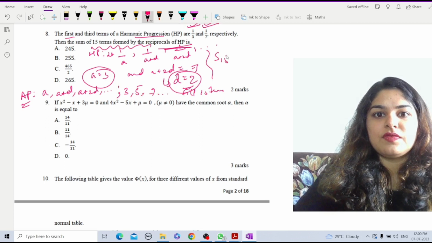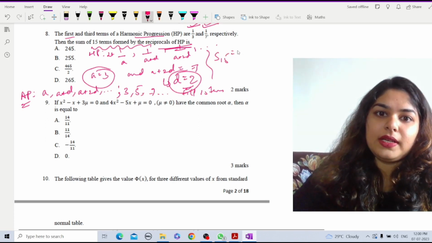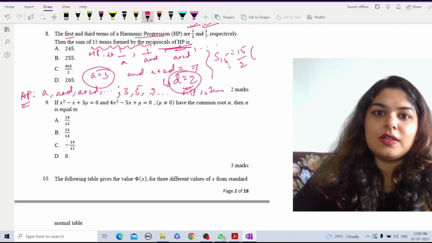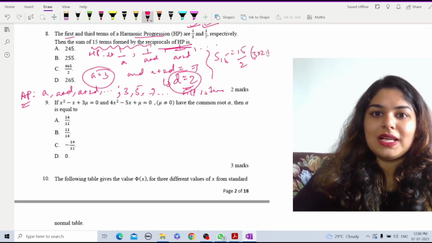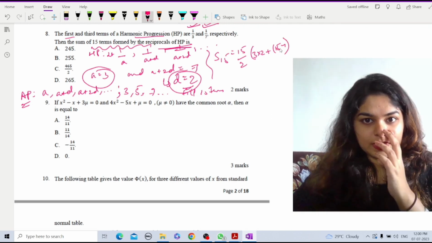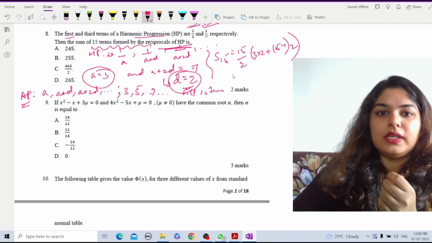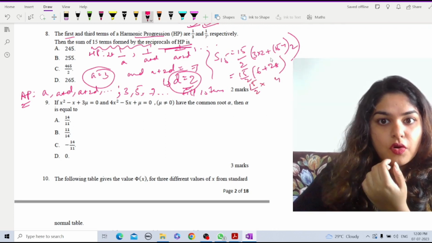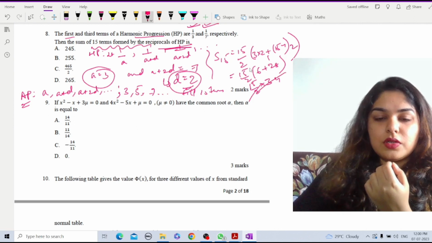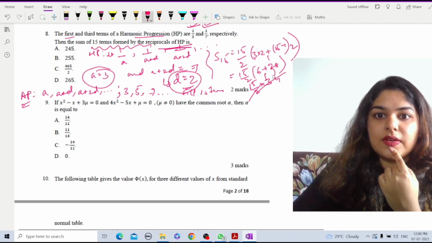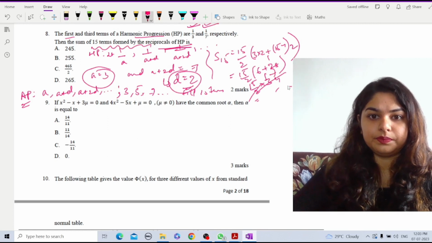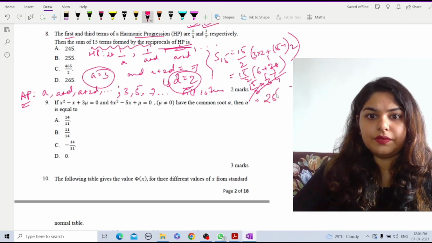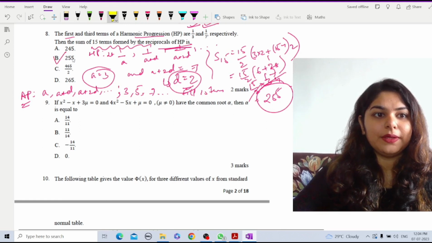So the sum of 15, that is S15, is equal to how much? We know n by 2, that is 15 by 2, into first term into 2, that is 3 into 2, plus n minus 1, that is 15 minus 1, into D, that is 2. Let us calculate. So 15 by 2 into 6 plus 14 into 2 is 28. So 15 by 2 into 34, which gives 255, and that is our option B.